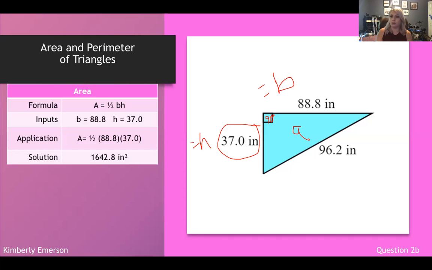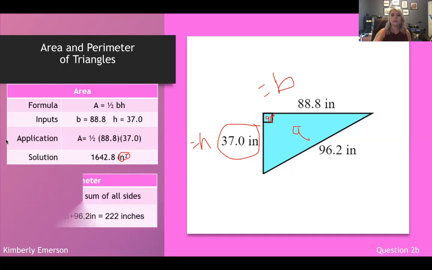So we're going to go ahead and plug that into the formula. A equals 1/2 times our base, 88.8, times our height, 37 inches, and the solution would be 1,642.8 inches squared. Again, we see that we have inches squared because anytime we're multiplying, we are going to double the units. So instead of just having inches, we're going to have inches squared.